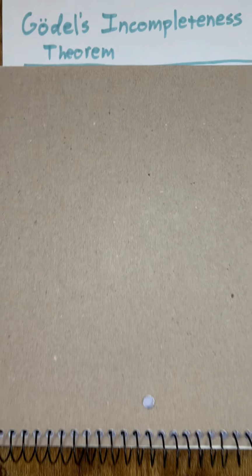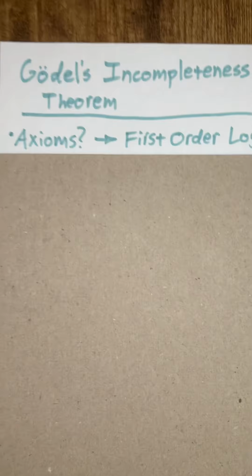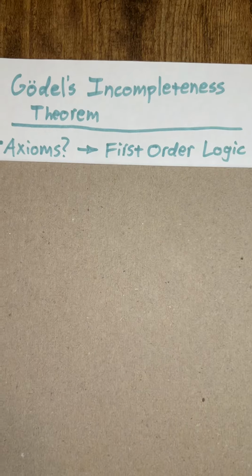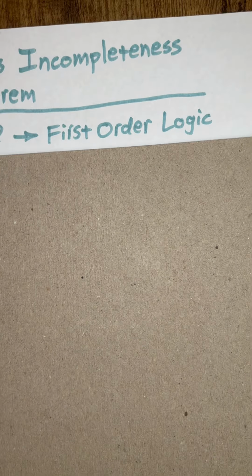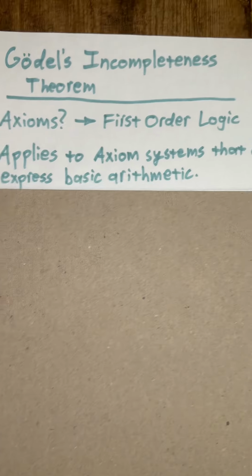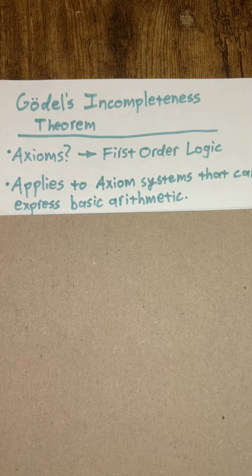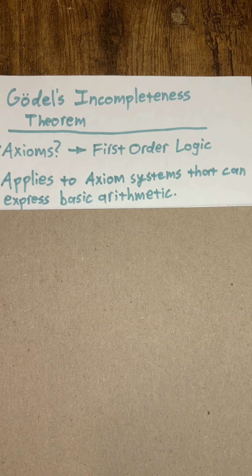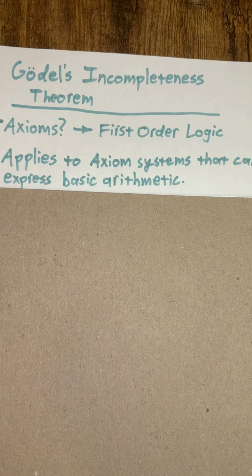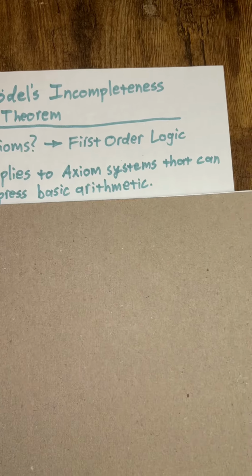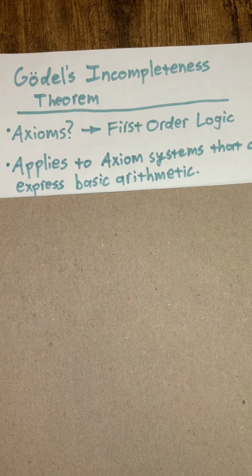Now you can understand Gödel's incompleteness theorem. The axioms that Gödel used to prove his theorem are the axioms of first-order logic. So Gödel's incompleteness theorem is a statement about systems of axioms themselves, and it only applies to axiom systems that can express basic arithmetic. So that is any set of axioms used in math of any kind.